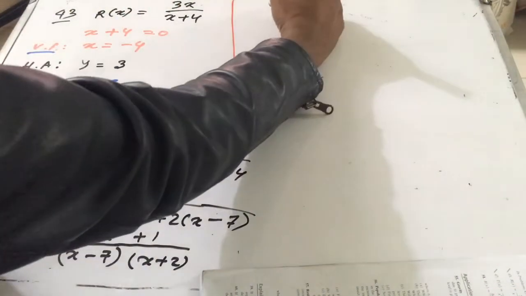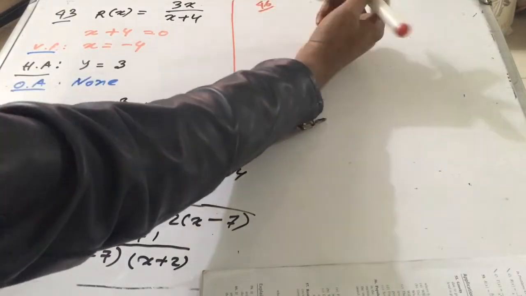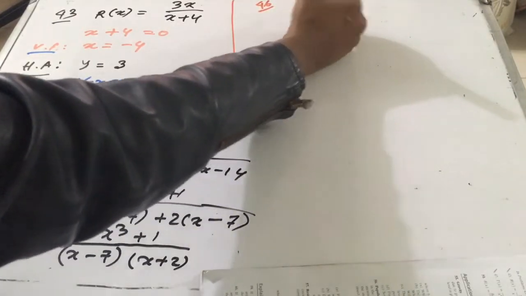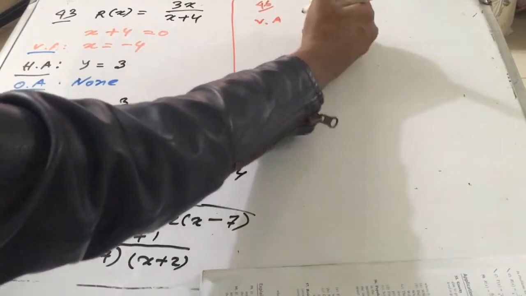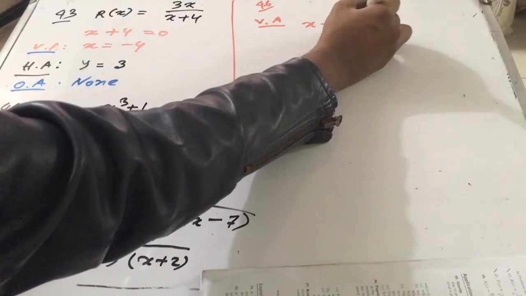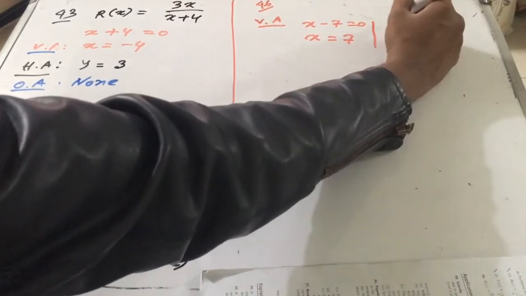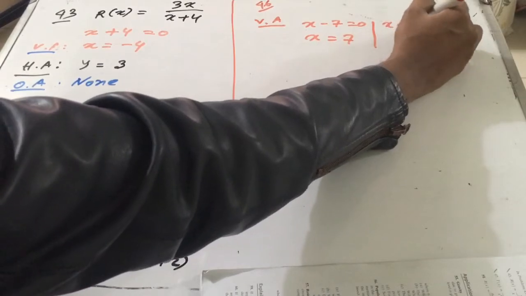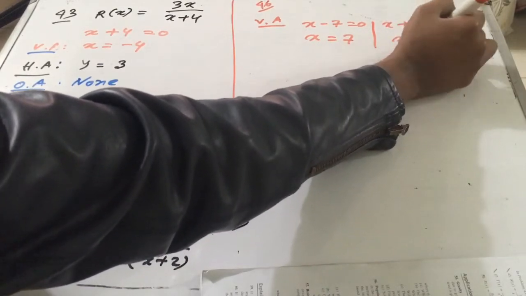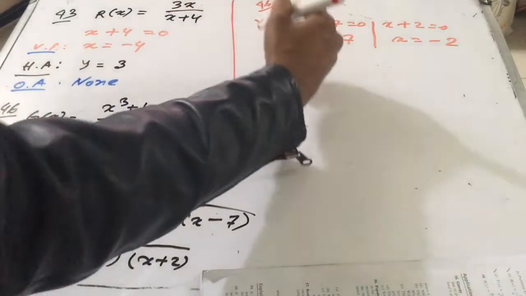Okay. Now the vertical asymptote for the same question, 46 number. Same question, I'm just writing it there once again. There will be two vertical asymptotes. One is x minus 7 equals 0, which is x equals 7, and another one will be x plus 2 equals 0, which is x equals minus 2. These two are the vertical asymptotes of this question. And now we will look at the horizontal asymptote.